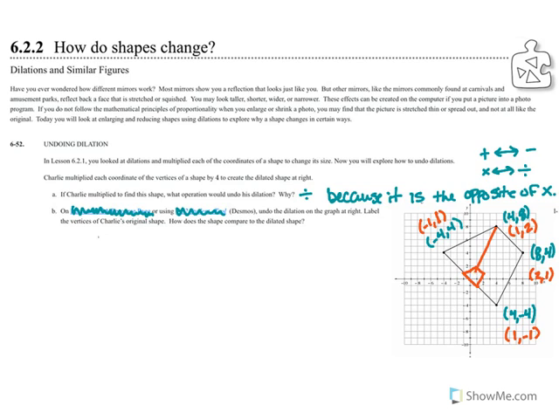So this point is 4 times closer. This point is 4 times closer. This point is 4 times closer, and this point is 4 times closer. That line that went through the center is still through the center.